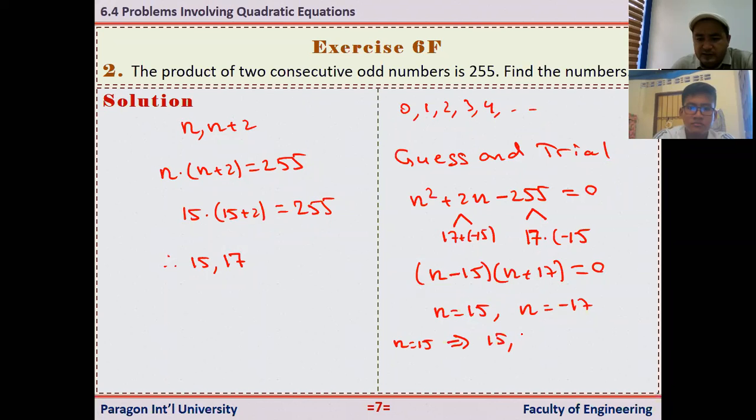N plus 2, it is 17. If n equals negative 17, then the first number will be negative 17, right? And negative 17 plus 2 is negative 15. So we have two possible answers here, because the question doesn't say positive. It can be positive or negative, because negative 17 is an odd number, negative 15 is an odd number, right? And are they consecutive? Yes, right? Okay.